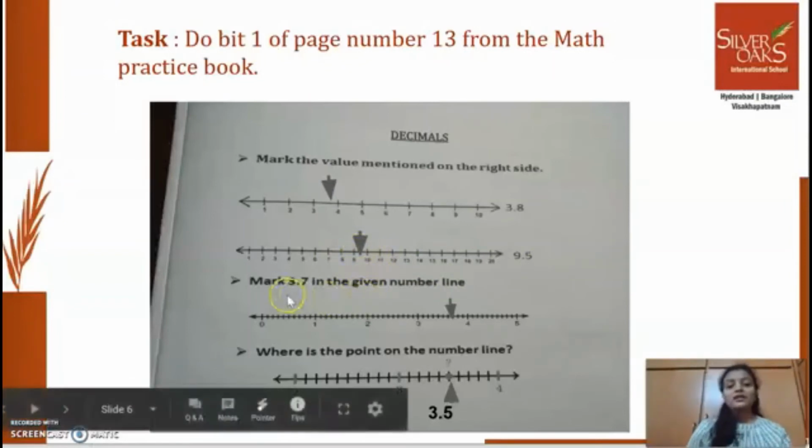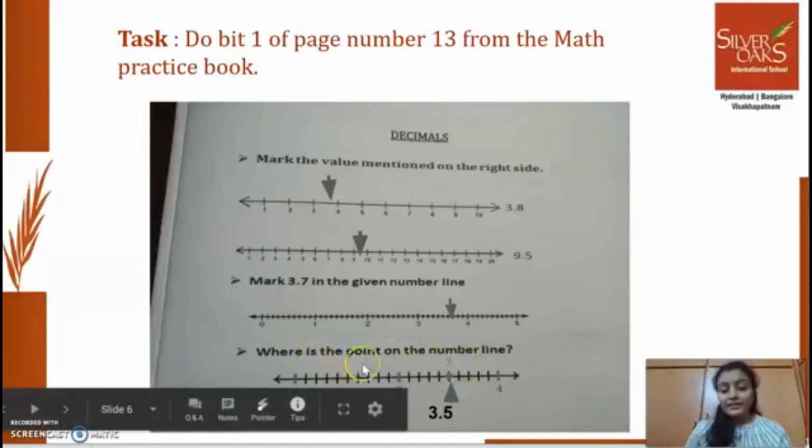Now the next question is, mark 3.7 in the given number line. So this is the number line where 0, 1, 2, 3, 4, 5 are there. So 3.7 is in between 3 and 4. Right? So where is 3.7? See, from 3 to 4, in between there will be how many lines? 8, including this and this. So totally there are 10 parts. So 3.1, 3.2, 3.3, 3.4, 3.5, 3.6 and 3.7. So this is 3.7. So you have to mark there.